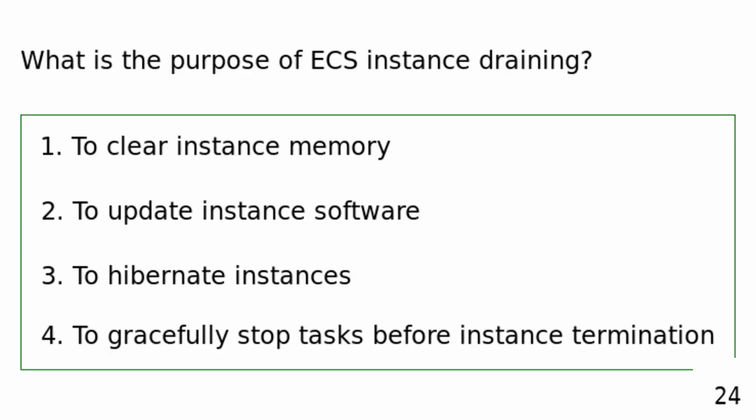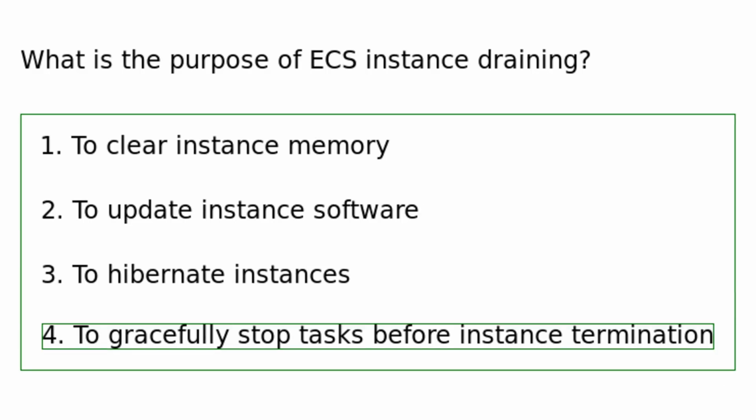What is the purpose of ECS instance draining? To clear instance memory. To update instance software. To hibernate instances. To gracefully stop tasks before instance termination. ECS instance draining gracefully stops tasks on an instance before it is terminated, ensuring no service disruption.